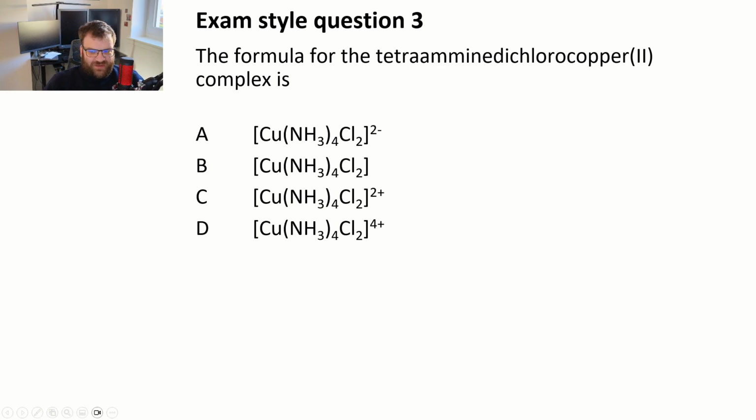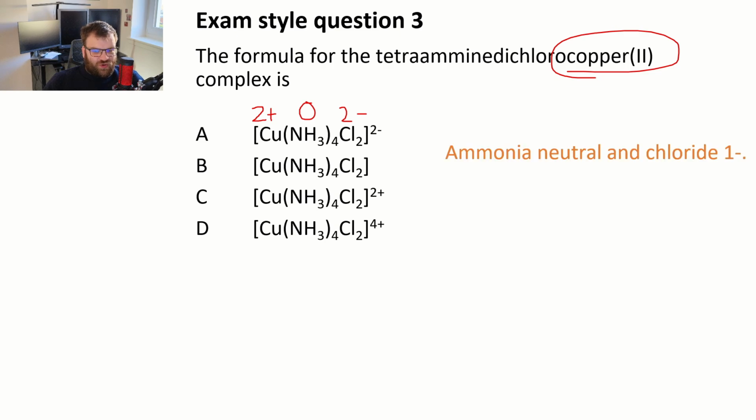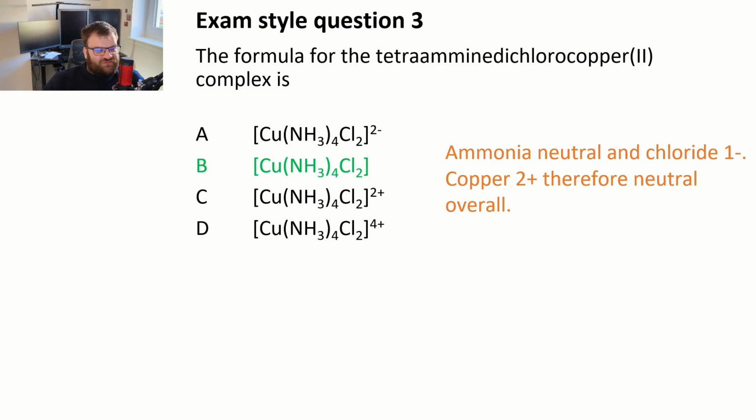Probably the better way to do it is to look at it and say, well, each chlorine is going to be 1 minus. This gives you 2 minus overall for the chlorine. It's copper 2, which tells me that it's 2 plus on here. If it's 2 plus, ammine's being neutral. 2 plus and 2 minus gives you no charge overall, which means that B would be the correct representation of that. So a bit of a different way around to get to your answer, but that would end up with your answer of B for that one.